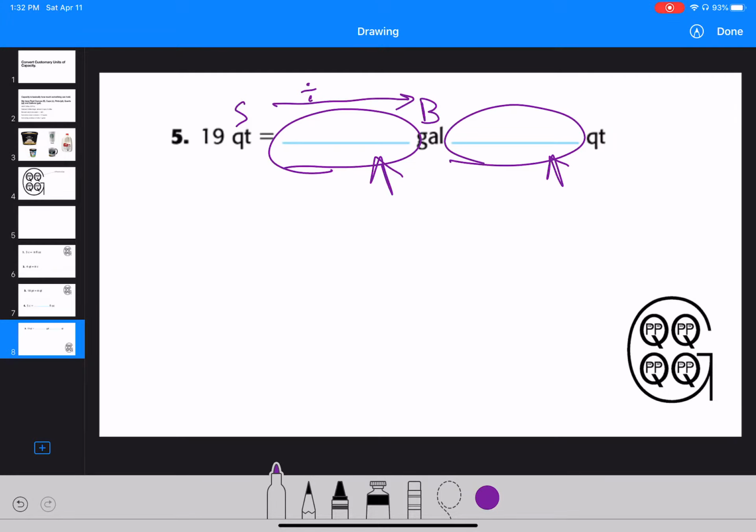Our gallon G shows that 4 quarts equals a gallon. So we take 19 divided by 4. Well, that goes in there 4 times equals 16. We have 3 left over. So this stands for 4 gallons. And this leftover 3 here are our 3 quarts. Sorry, I'm making mistakes here. Are the 3 quarts we have left over. So 4 gallons and 3 quarts left over.